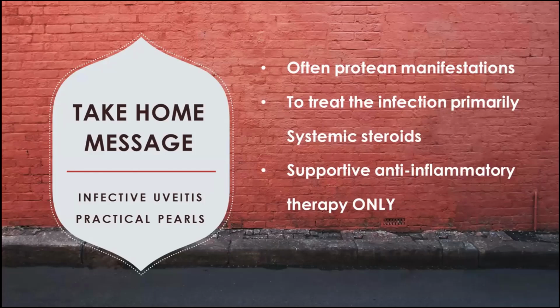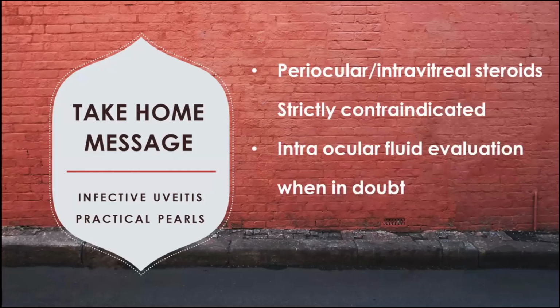In infectious uveitis, treat the infection first, followed by systemic steroid and supportive anti-inflammatory therapy only. Periocular and intravitreal injections are strictly contraindicated, particularly in toxoplasmic retinochoroiditis. Intraocular fluid analysis should be done when there is a doubt.